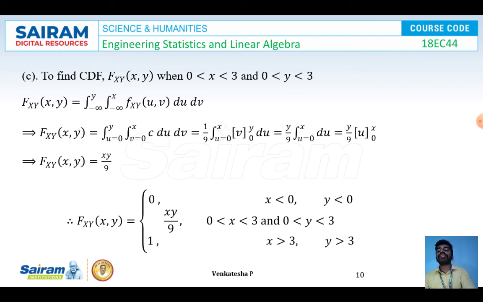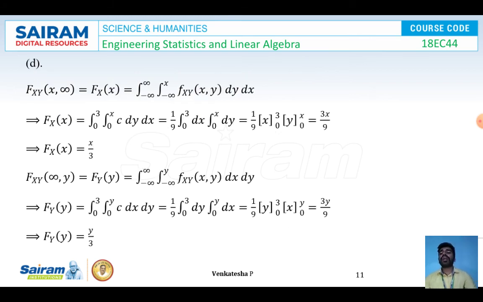So hence I got the joint CDF function F_XY(x, y) is equal to 0 for x less than 0, y less than 0, and it is xy by 9 for 0 < x < 3 and 0 < y < 3, and the function will be equal to 1 for x greater than 3 and y greater than 3.